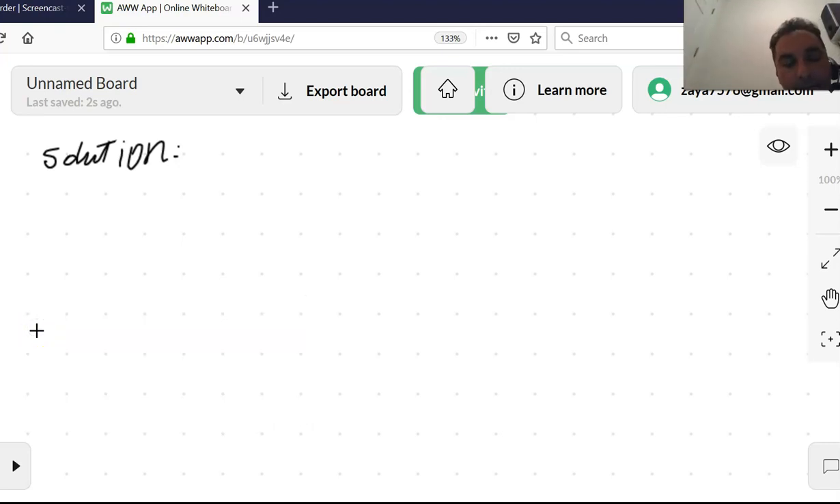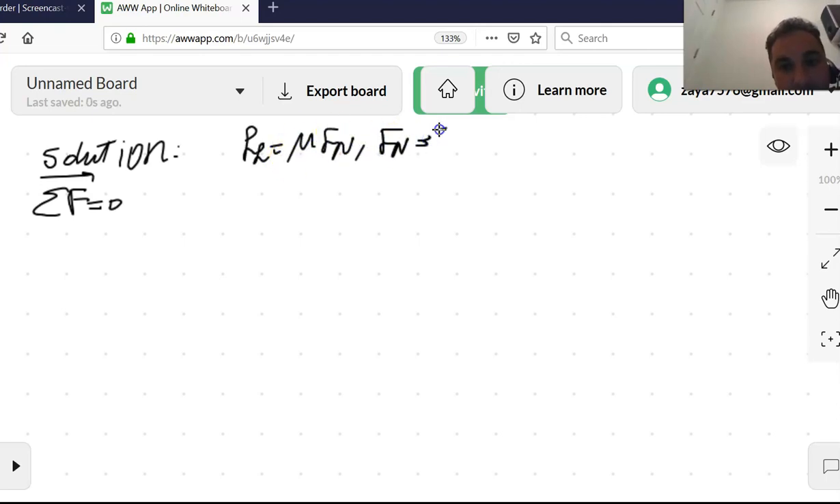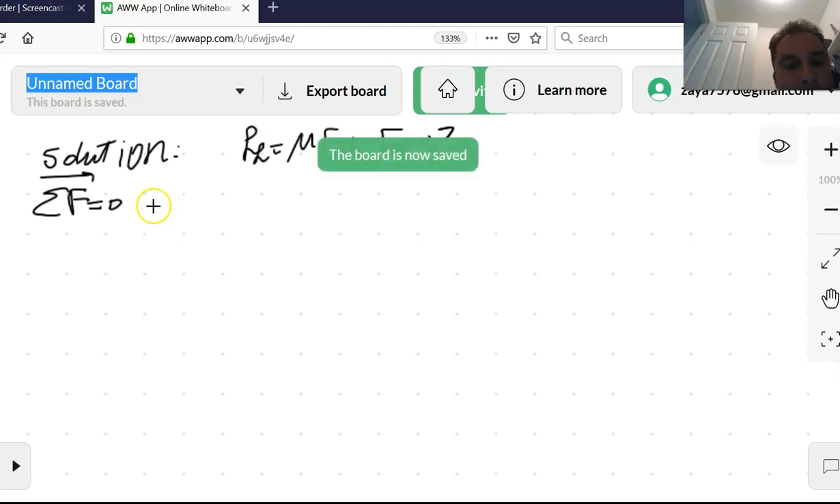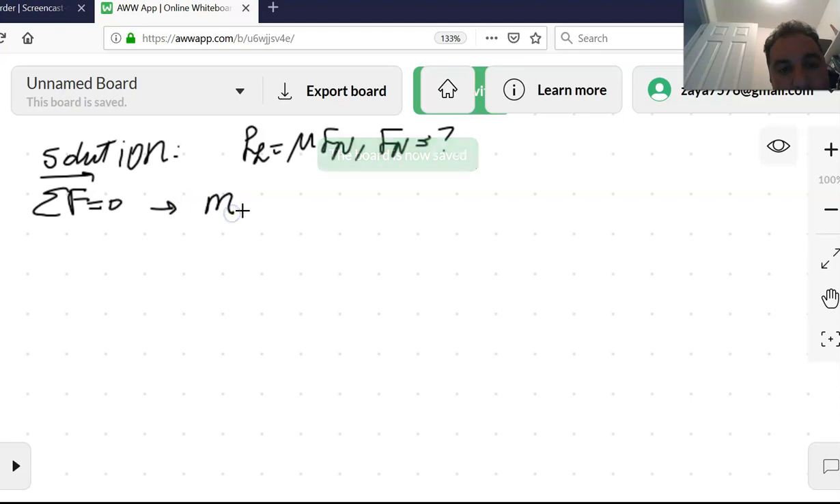So we have to find friction force first. So I'm going to write sigma F equal 0, correct? We know FF is mu Fn. So I have to work on Fn for each mass, correct? For each mass. So let's do it for M1.